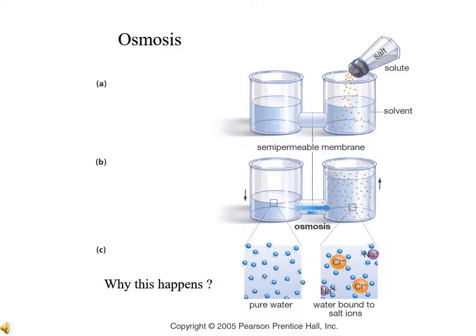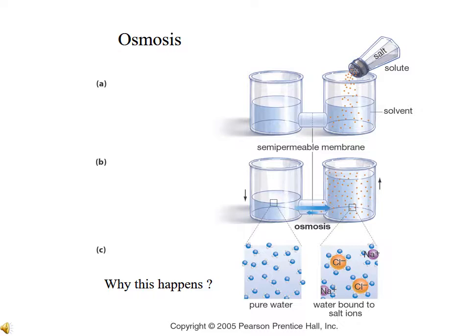On the right side, we're going to add a solute to it. Therefore, the water on the right side suddenly becomes less concentrated. Yes, the salt is higher concentration, but the water is actually less concentrated. So, as we go to the B part, you see that the water is going to move from left to right.